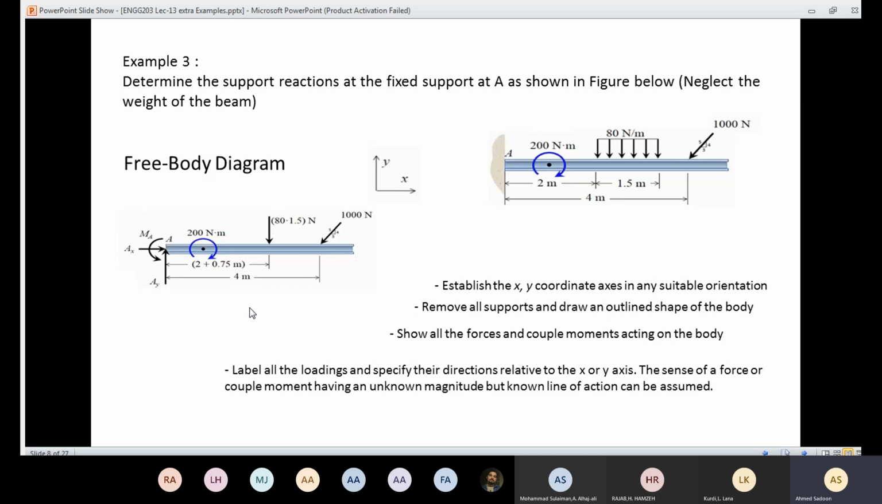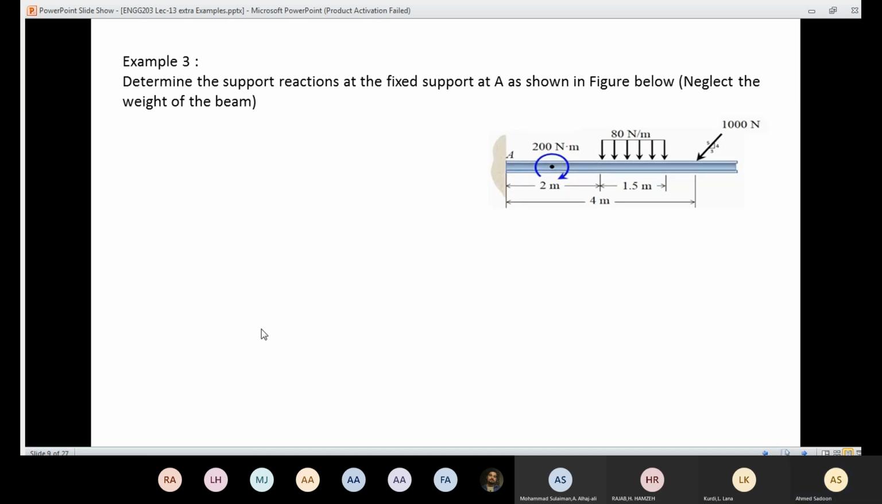And also we need to put the magnitude of all those forces. And also we need to put the direction. The direction is very important. And also we need to put the dimensions so that we can calculate the moment for that. So now we finish the first step. We drew the free body diagram.